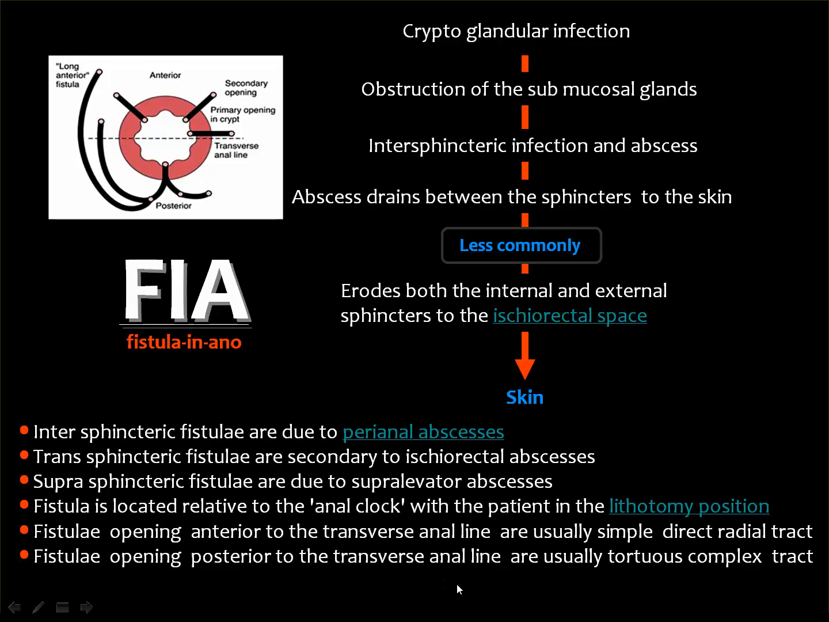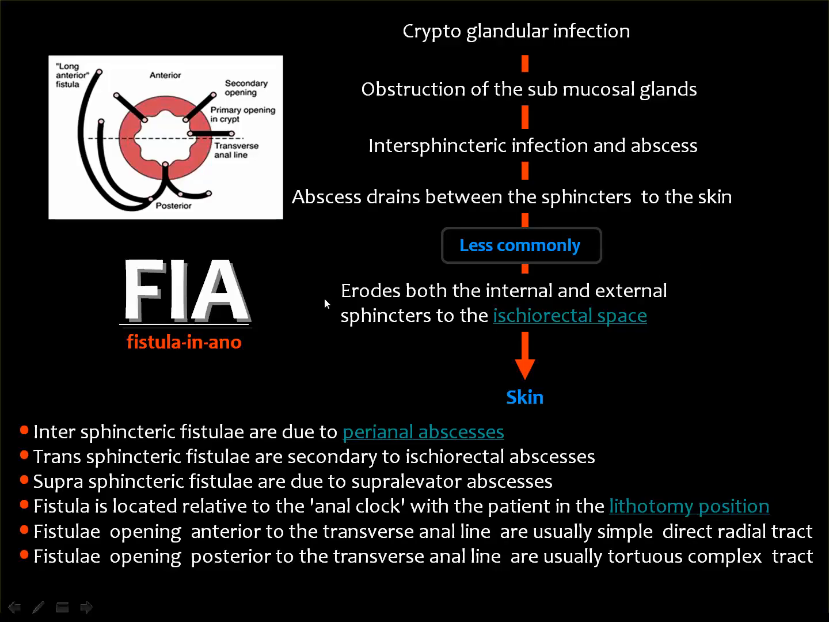And this is the accepted theory for the formation of the anal fistula, which says that there is infection of the glandular tissue, which is located between the internal and external anal sphincters. This will result in obstruction of this gland, and it accumulates secretions which then result in an abscess. And this abscess may drain between the sphincters to the skin, and this is known as intersphincteric fistula.